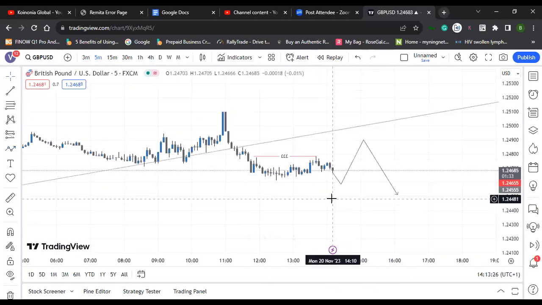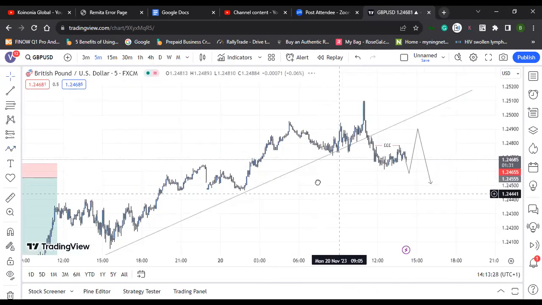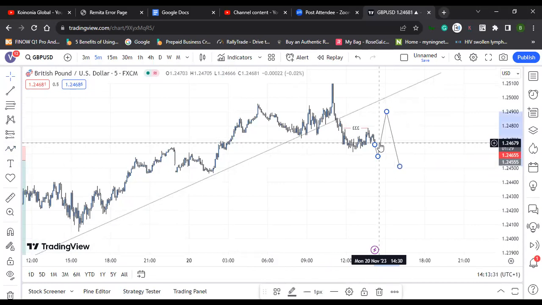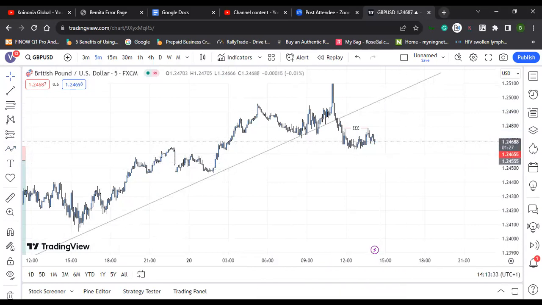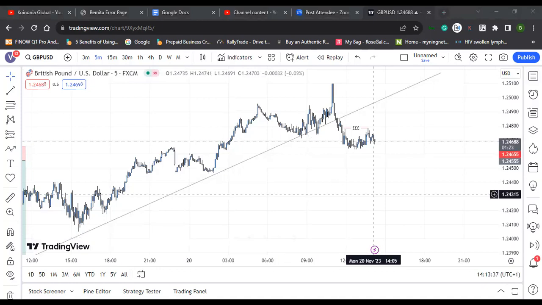But overall, I would say we're bearish right now. On this pair, we are heavily bearish. So not to waste so much time.